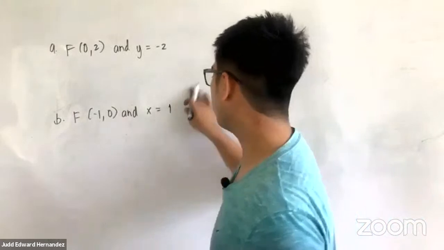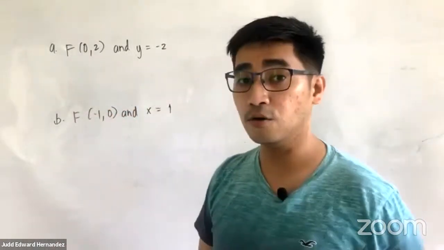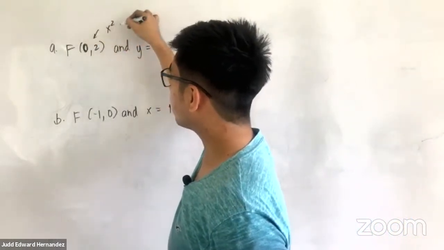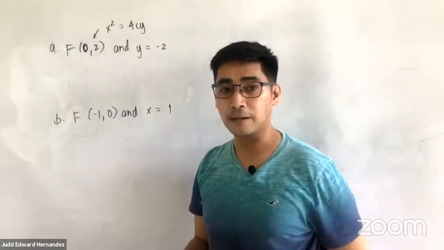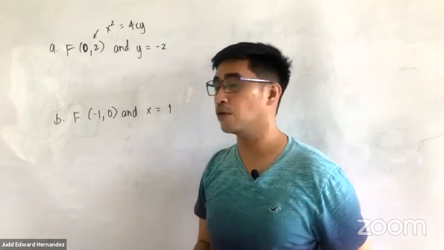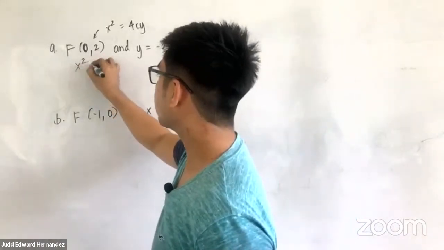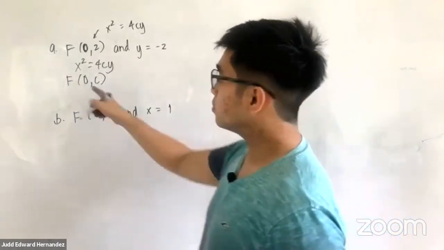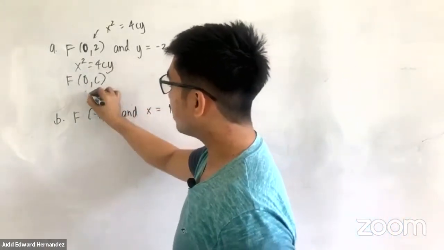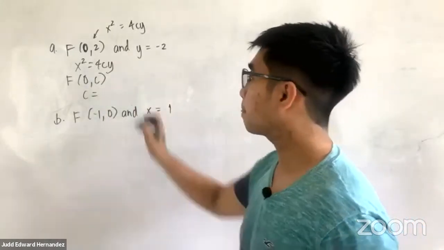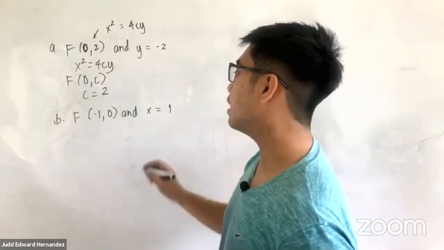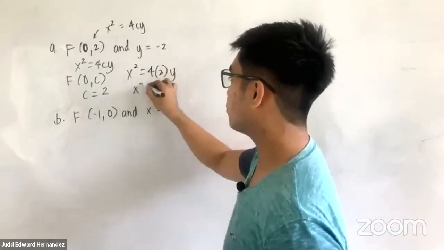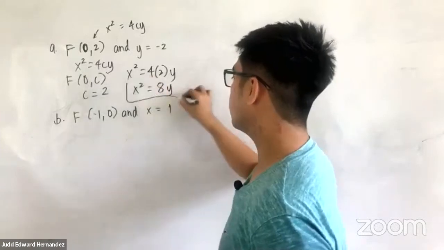So, in this case, all we have to do is to analyze. We are given focus (0, 2). In this case, dahil 0 siya, we have an equation, x squared is equal to 4cy. Tama ba? Therefore, our focus is located at (0, c). Kung yung focus natin is located at (0, c), what is the value of c? The value of c is 2. Since the value of c is 2, we could now write the equation. This becomes x squared is equal to 4 times 2y, and our equation now is x squared is equal to 8y.